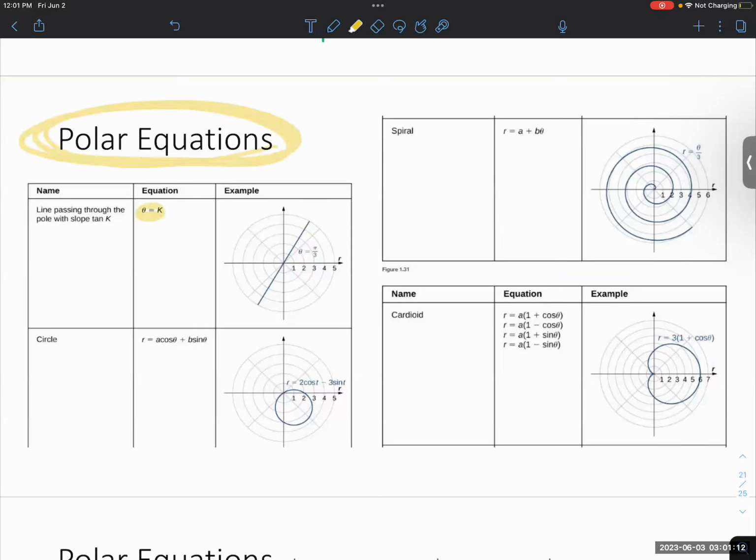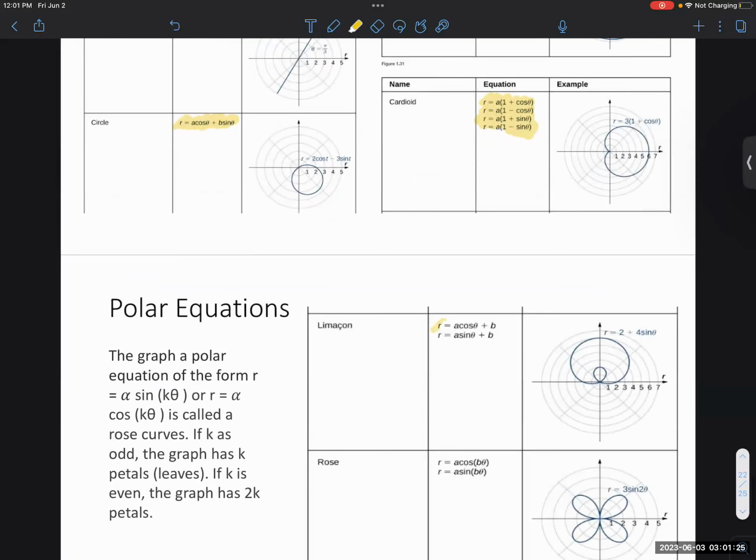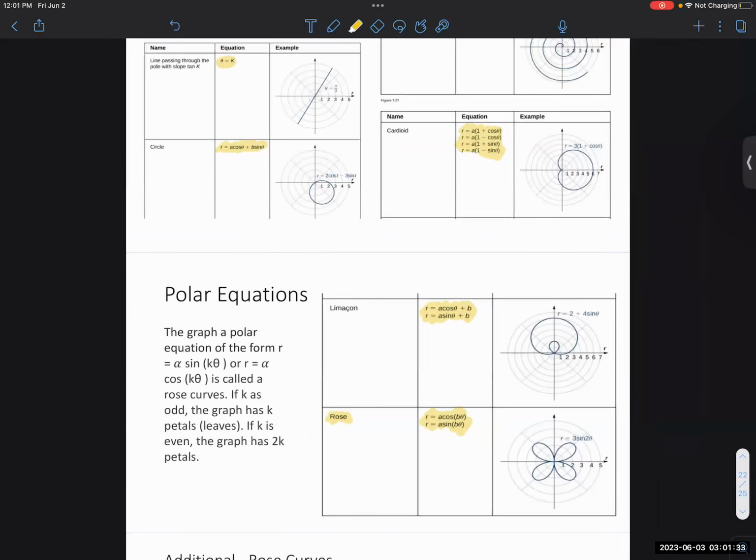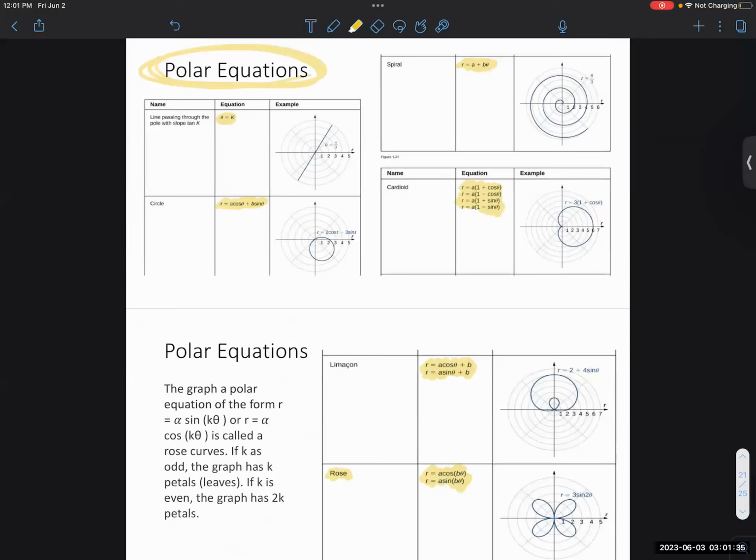If you have theta equal to k, or r equal to a plus b theta, or this is all the cardioid, we just talked about it. Or if you have r equal to a times the cosine theta plus b, or the other sine, and the rose, you're going to have very unique patterns of the graph.